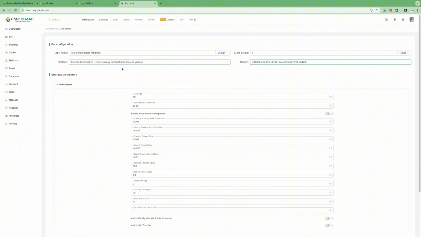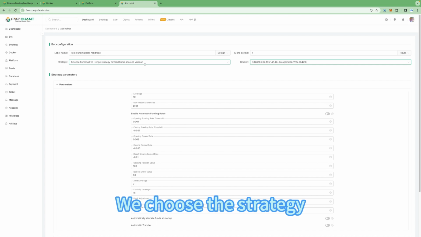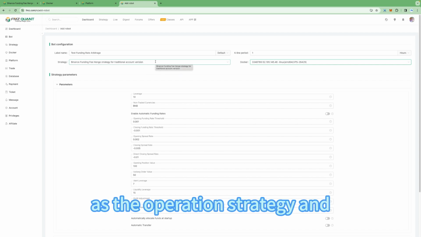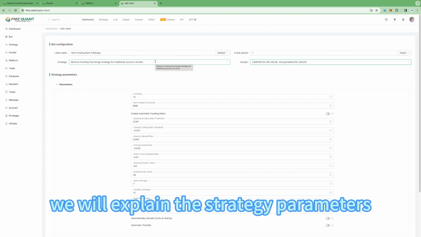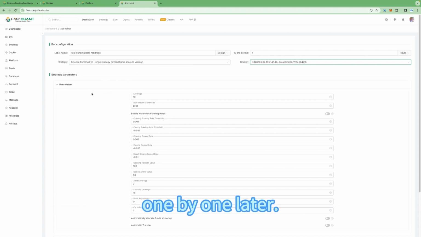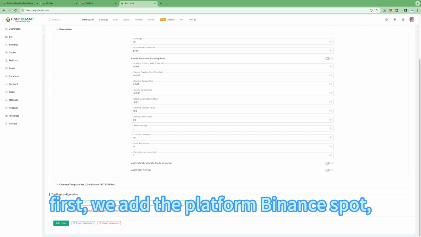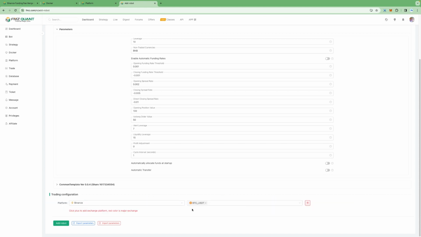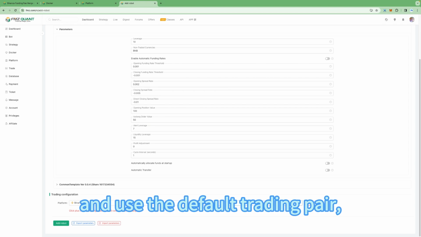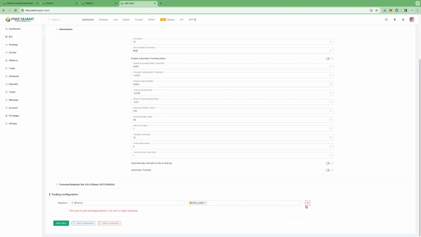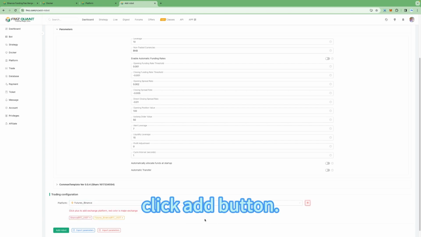We choose the strategy as the operation strategy, and we will explain the strategy parameters one by one later. Let's first configure the account. First, we add the platform Binance Spot and use the default trading pairs. Click Add button. Then we add Binance Futures. Click Add button.